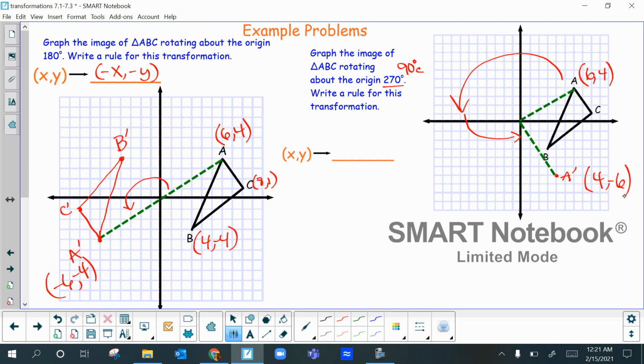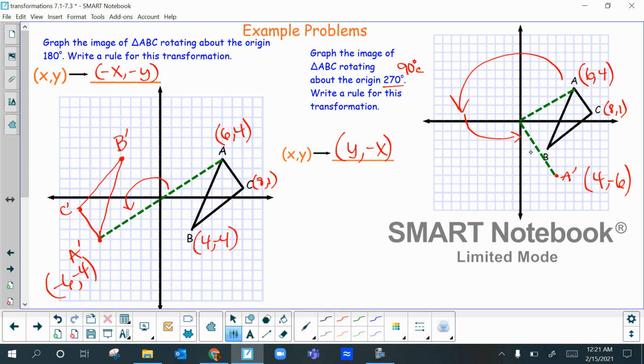So the numbers switch spots again, only this time the y changes sign. So this is going to be y, -x. Because this one, which was originally in the x spot, switched over here and the sign changed. So that's what our rule is going to look like for 270. And these are always going to be the rules for these three rotations. And we really won't do any other degree rotation. All right, so let's do the C. So C was at 8, 1. So we're going to switch them. So now it's going to be 1, -8.